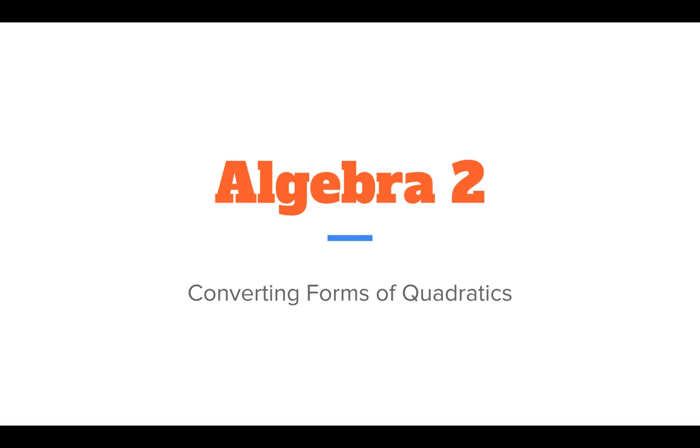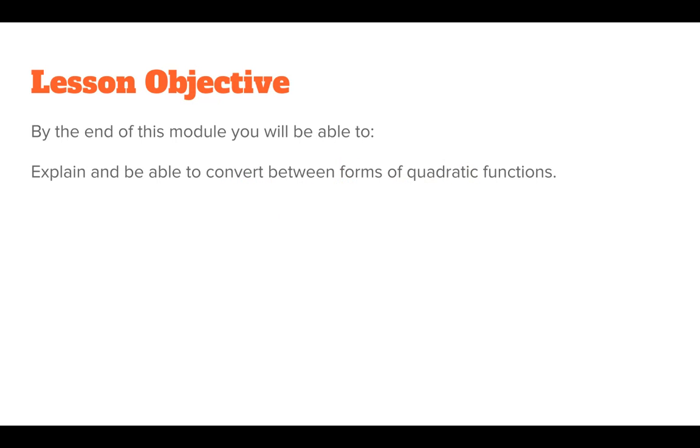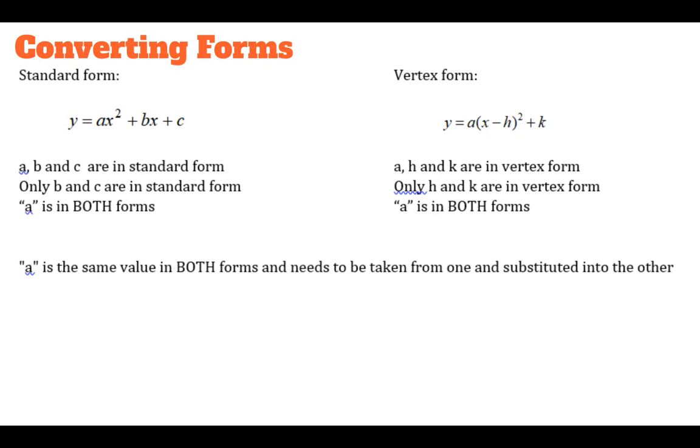This is all about converting between different quadratic functions, between vertex form and standard form, and standard form into vertex form. There are benefits and drawbacks of each of these forms, and sometimes you have to translate between the two of them. By the end of this, you will know how to convert between the different forms of quadratic functions.